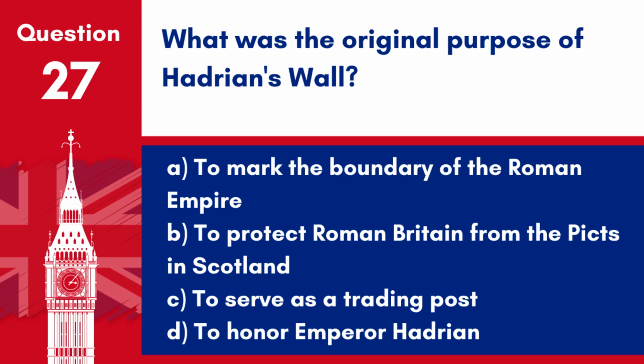Answer. B. To protect Roman Britain from the Picts in Scotland. Hadrian's Wall was constructed to defend the northern frontier of Roman Britain from the tribes in Scotland.